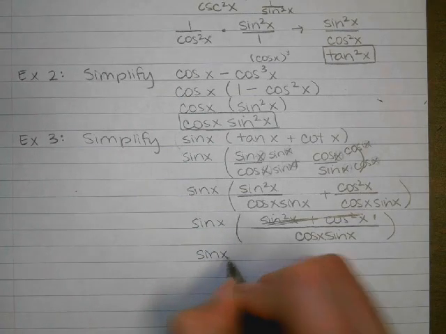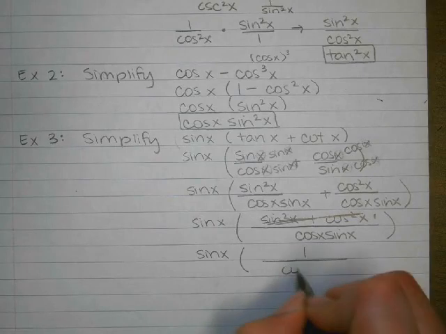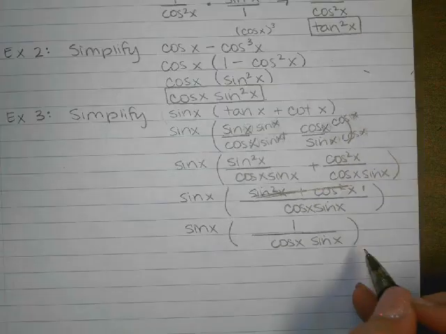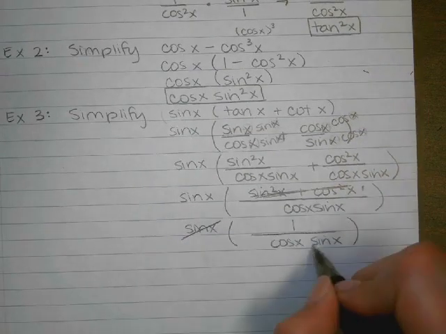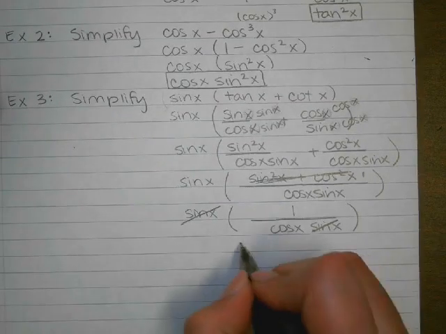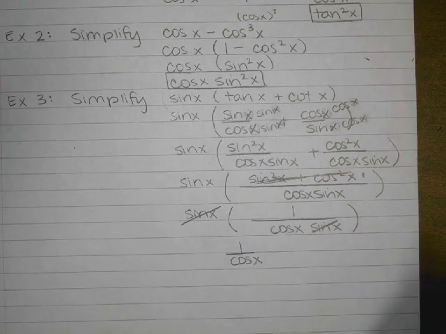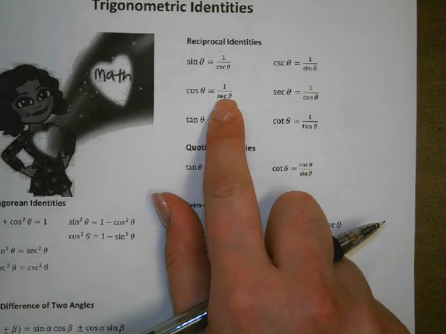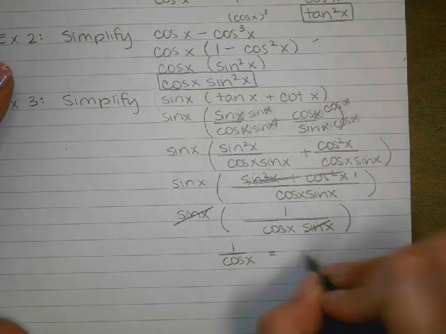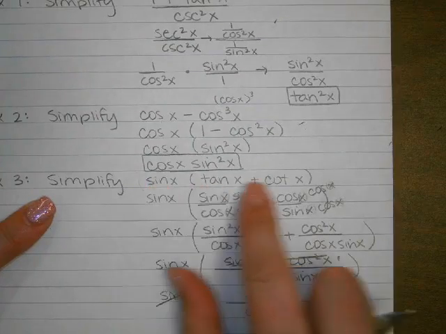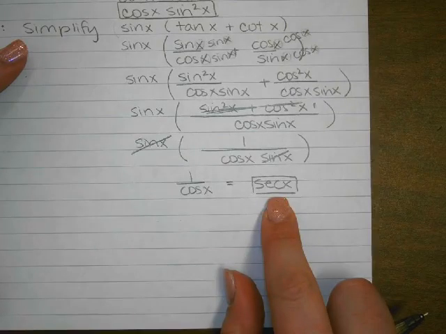So I have sine x times 1 over cos x sine x. And now I can do that legal math move of canceling. Sine divided by sine is 1, so those simplify. And then that gives me 1 over cos. And now I can look at my sheet and I can see that 1 over cos equals secant. And so in the end, I'm going to say that this expression right here simplifies to just be secant.